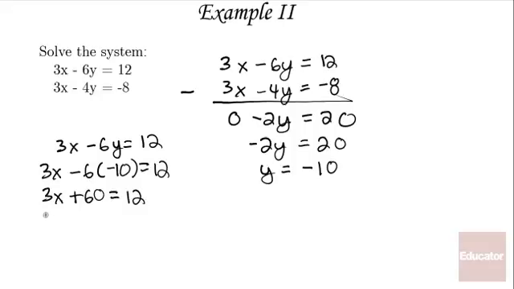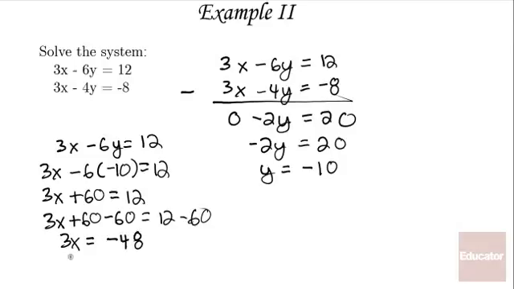Okay, once I get to here, it's a simple matter of just isolating the x. Subtract 60 from both sides to move that over to the right side of the equation. So I get 3x equals 12 minus 60, which is negative 48. Divide both sides by 3, and I get that x equals negative 16. So my solution is that x equals negative 16 and y equals negative 10.